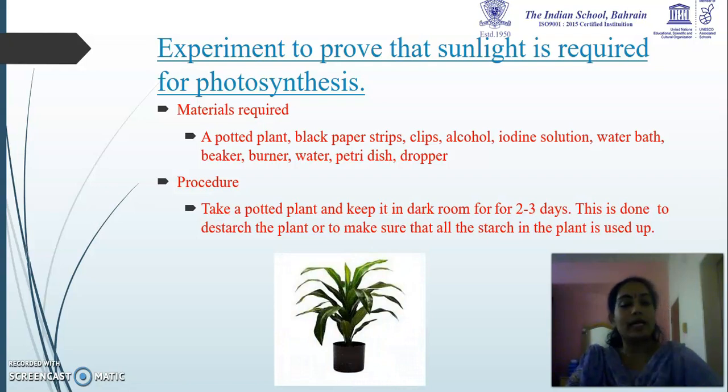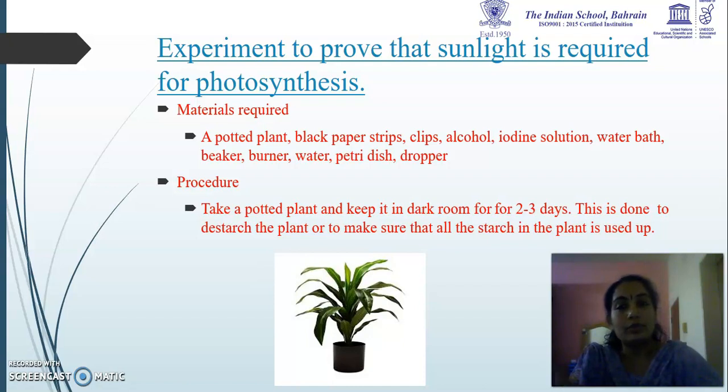And we will keep the plant in a dark room for 2 to 3 days. Why do we keep it in a dark room? Once it is in complete darkness, the plant is not able to perform photosynthesis. So this plant will start using up the starch which is already present in the leaves. By keeping it in the dark room, we can destarch the plant, making sure that there is no starch present in the plant, or whatever starch is there is all used up. Now we can go for fresh photosynthesis.